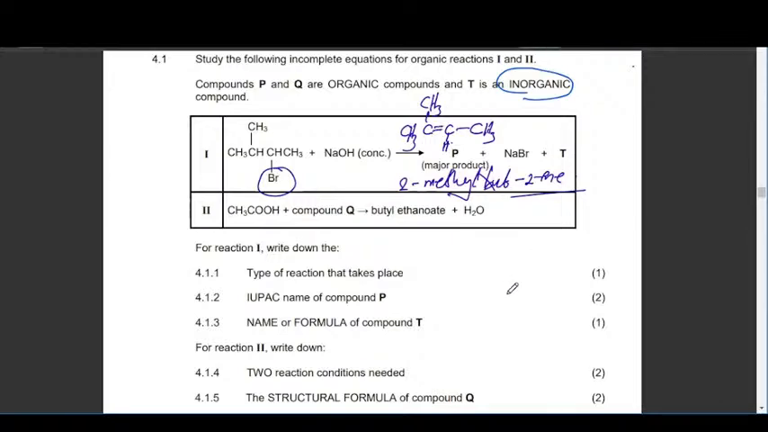I lost the bromine. So now the bromine is there hanging. And also, you see here, there was a hydrogen. So the hydrogen is lost. So also hydrogen is there hanging.